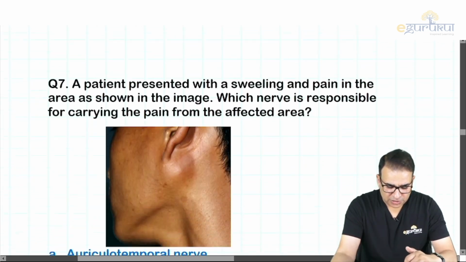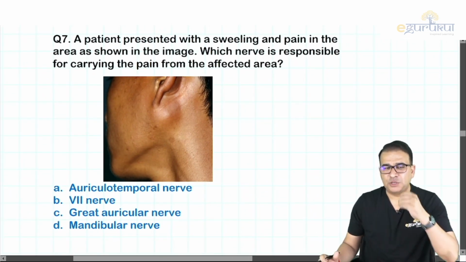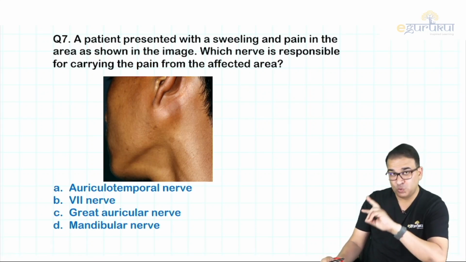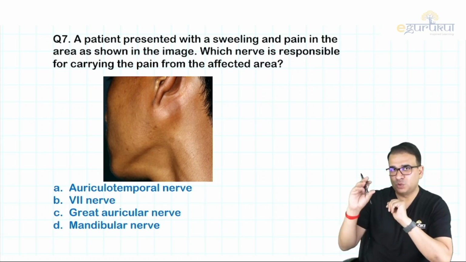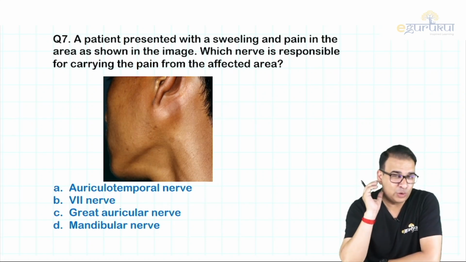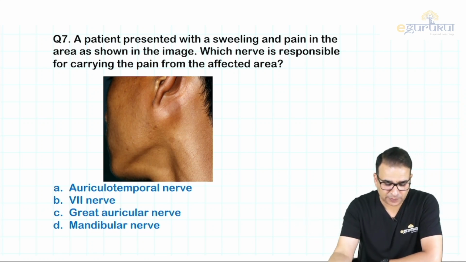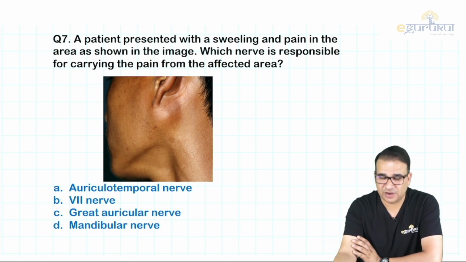Question number 7, guys. It says the patient presented with a swelling. Again, I cannot be sure where exactly the swelling was shown, but people said there were 2 different questions. I have another question after this. They said a question was asked in which they showed the swelling just below the ear lobule. And the question said something like this: the patient presented with swelling and pain in the area as shown in the image. Which nerve is responsible for carrying the pain from this affected area, guys?